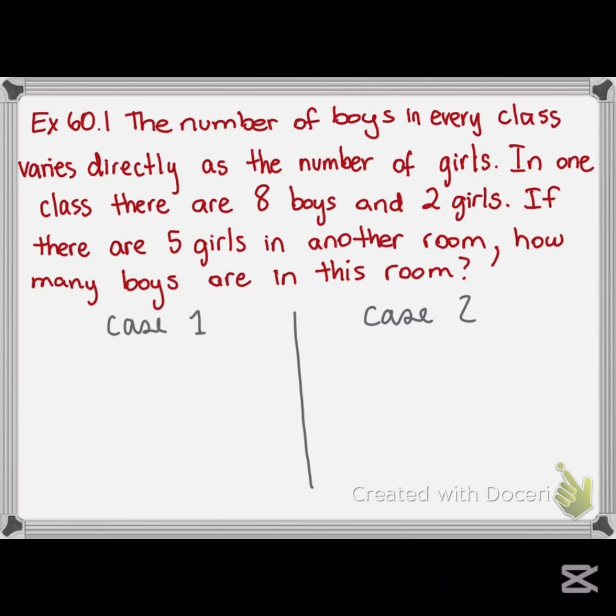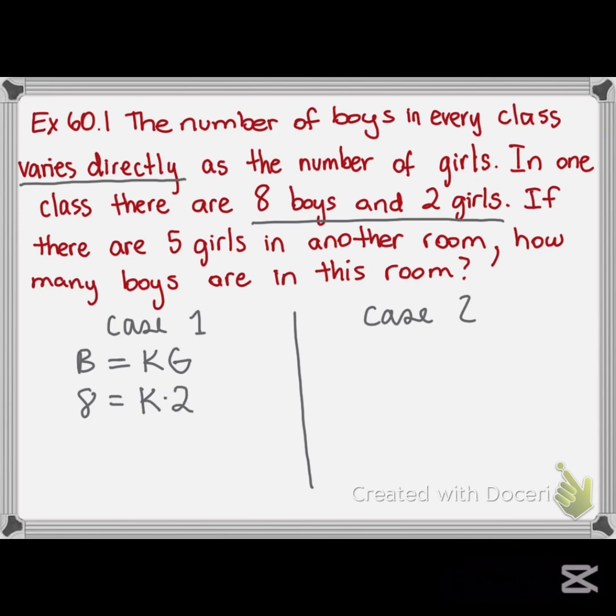Now we need to look at the kind of variation we have. In this case it is direct. So we start by writing our equation. We're going to say the number of boys equals k times the number of girls. And with that equation, we're going to substitute the values for the first classroom. So it's going to be number of boys is 8, k we don't know, and number of girls is 2.